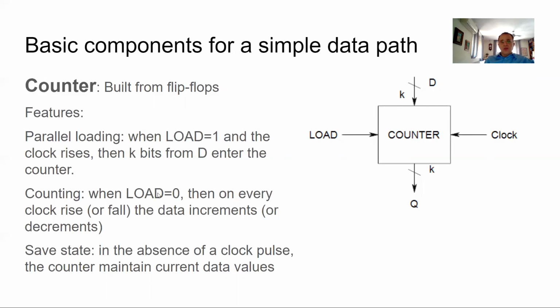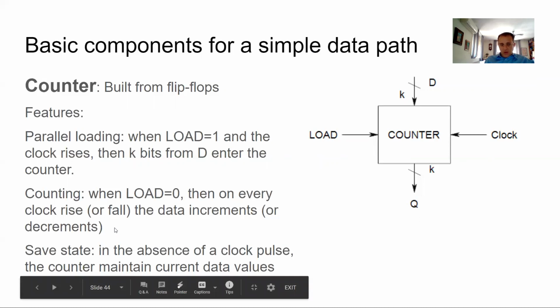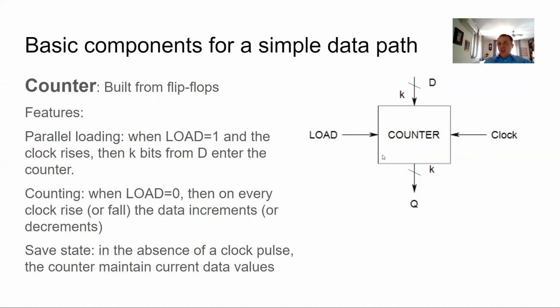When the load equals 0, then on every clock rise, the data increments or decrements, because it could be an up counter or a down counter. And it has a save state. In the absence of a clock pulse, the counter maintains the current state. We don't have a save state control line here, by the way. In the other one, we had a save state control line, which meant even if the clock cycle comes, we'll still save the state. Whatever.